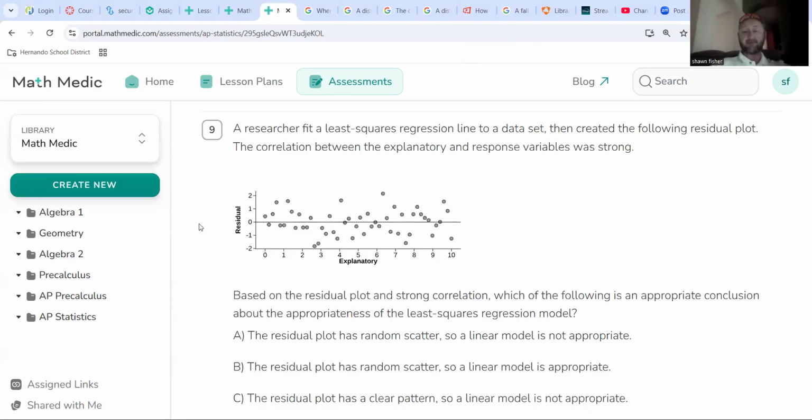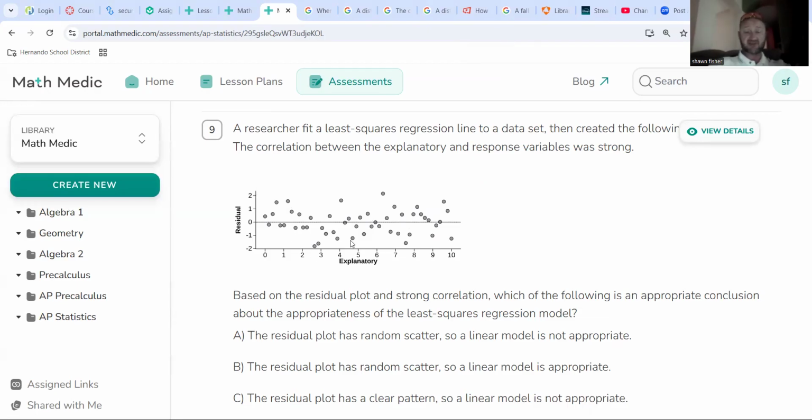And again, we can do that on a calculator if we need to. If the residual plot shows some sort of pattern, that means our original least squares regression line was not a good fit. Okay, so let's look. All right, so we got some above, we got some below.